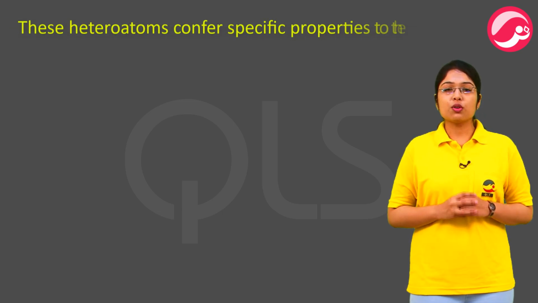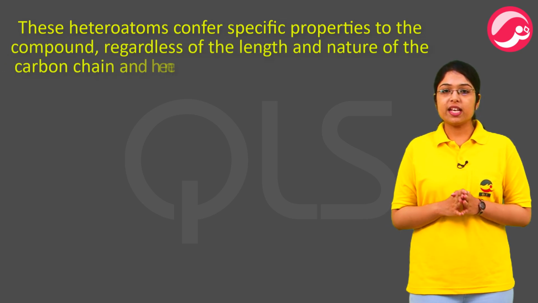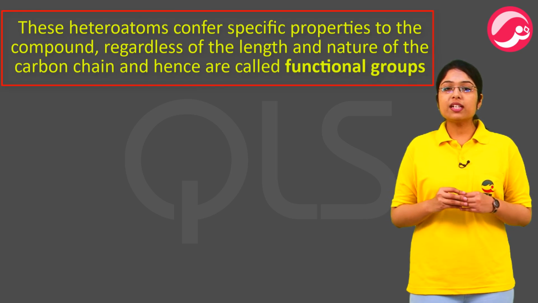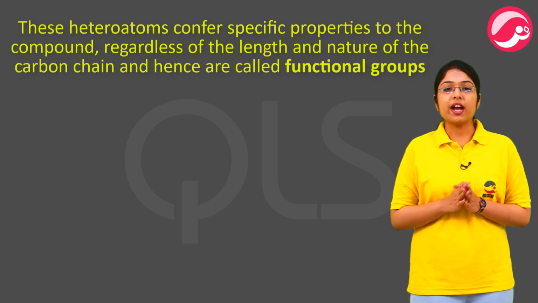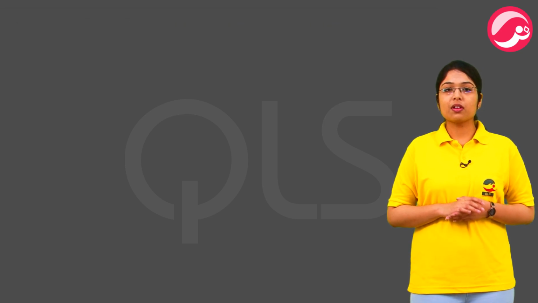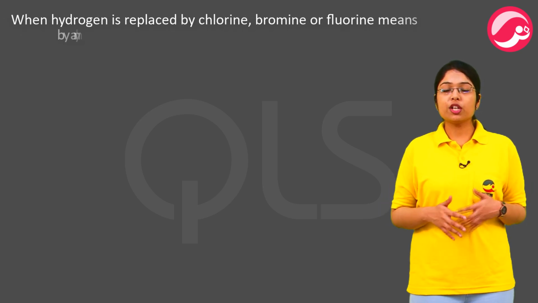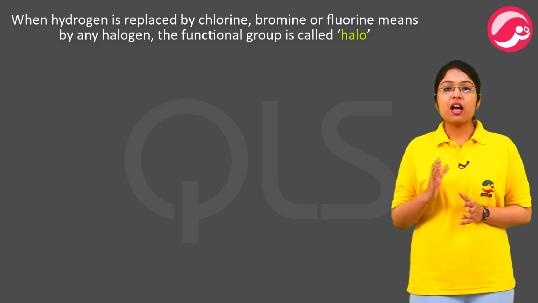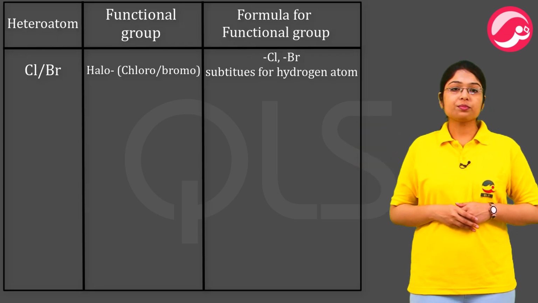These heteroatoms confer specific properties to the compound regardless of the length and nature of the carbon chain and hence are called functional groups. So, now let's see the different types of compounds we get when hydrogen is replaced by a heteroatom. When hydrogen is replaced by chlorine, bromine, fluorine or iodine, meaning any halogen, the functional group is called halo. It is represented as you can see in this table.